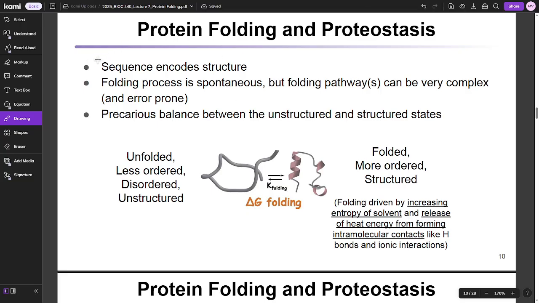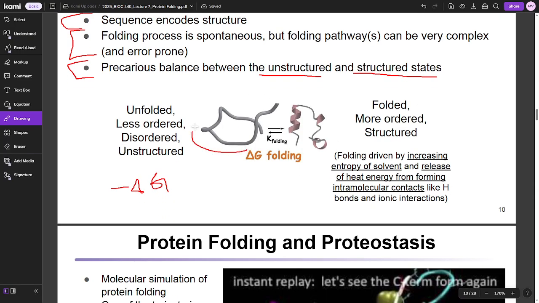Okay, here we go. So basically the primary sequence encodes the amino acids, which encode the structure, because the amino acids are what decide the structure. The folding process must be spontaneous, so a negative delta G. Otherwise, the folding would never happen. And it needs to be a structured balance between unstructured regions and structured states. So we have to go from this blob to this organized thing of alpha helices and beta sheets.